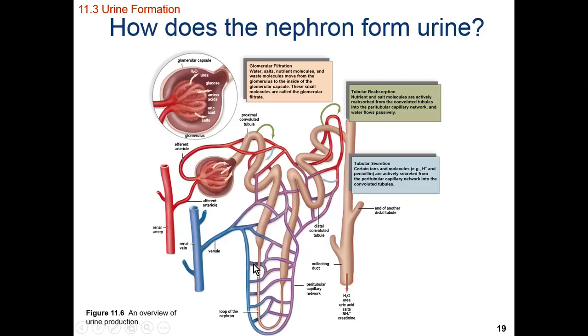And as we are reabsorbing these chemicals from the filtrate, they go directly back into the bloodstream. So during tubular reabsorption, we go from the filtrate to the blood. We also have a lot of tubular secretion occurring. Tubular secretion is when we go from the blood to the filtrate. This is when we dump specific chemicals into the filtrate against their concentration gradients. This is going to be an active process, and it's going to require the input of ATP, the input of cellular energy.